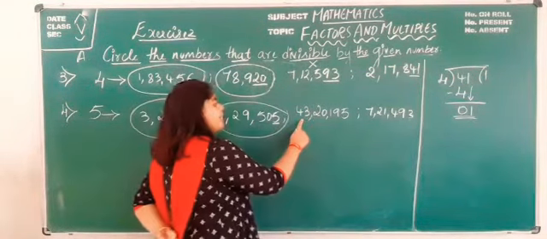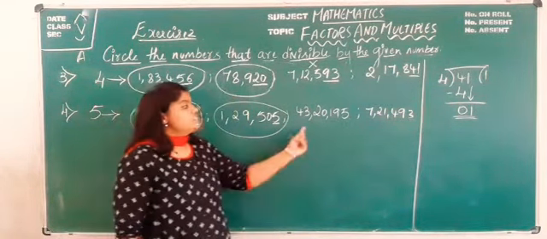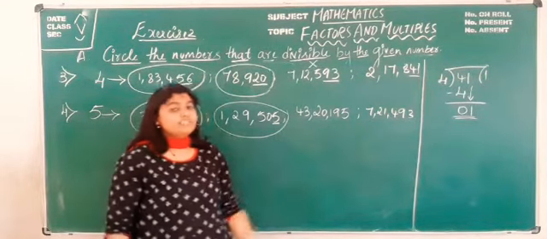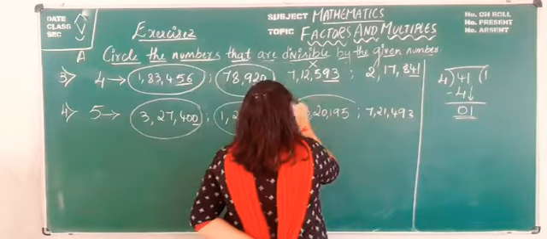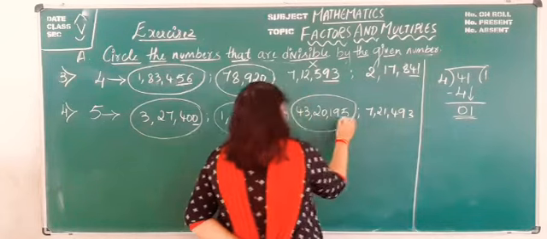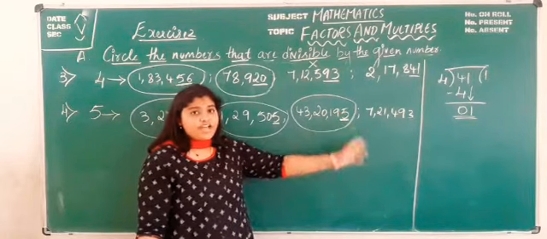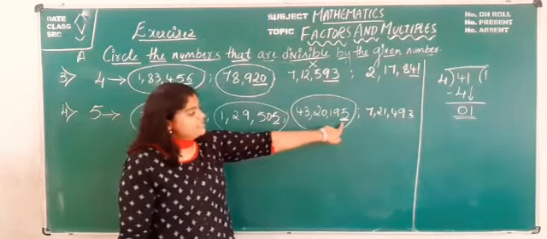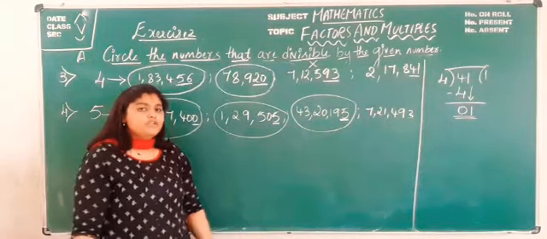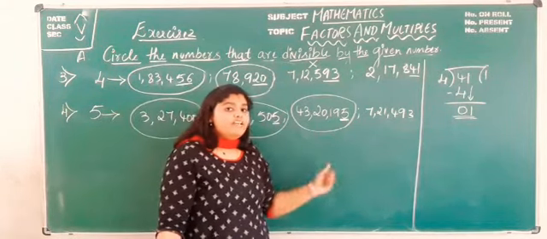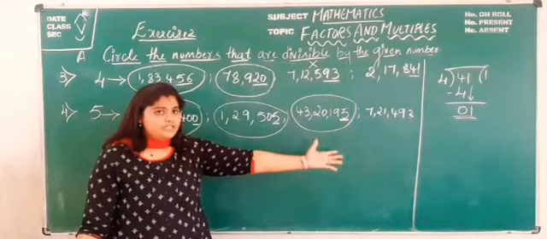Next number. Next we are having 43,20,195. Now tell me whether this 43,20,195 is divisible by 5 or not. Yes, it is divisible by 5 because the last digit is 5. The given number is divisible by 5 only when the last digit is 0 or 5. Here the last digit was 5, therefore the given number is divisible by 5.